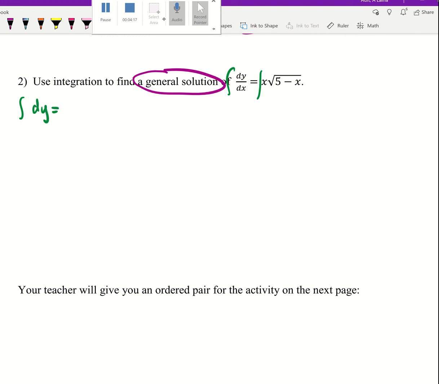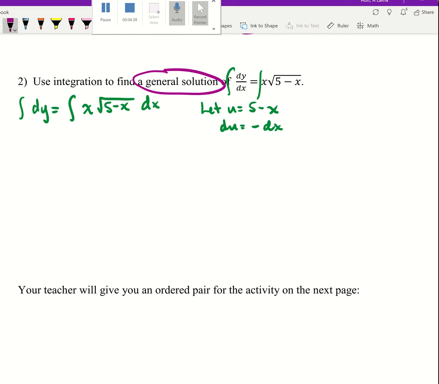I'm going to move the dx over to the other side, so y is equal to the integral of x times the square root of 5 minus x dx. I am going to use u substitution. There is a function within the function, and du is then equal to negative dx. It's easy to miss that negative. And this is a little problematic.